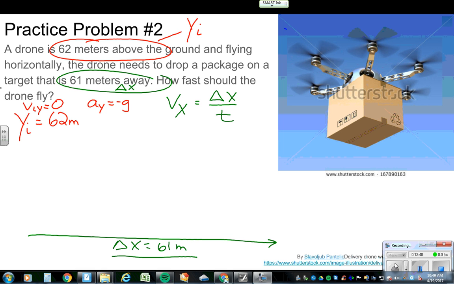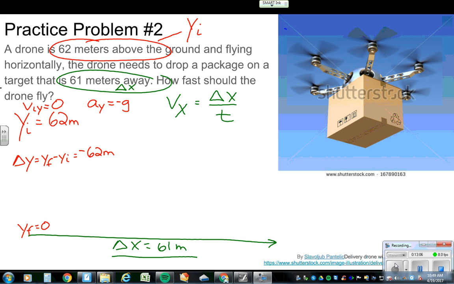So again, I'm flying at a height of 62 meters. It's going to land on the ground, what we call 0. So my change in position, or yf minus yi, is 0 minus 62. Negative 62 meters is my vertical displacement.